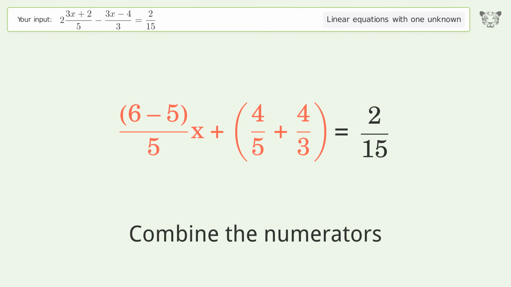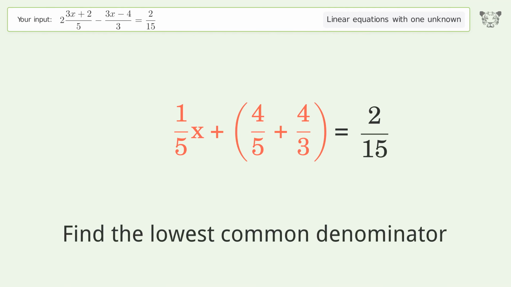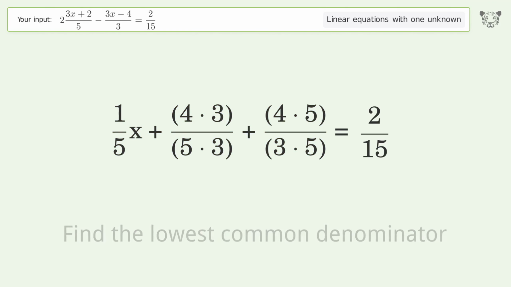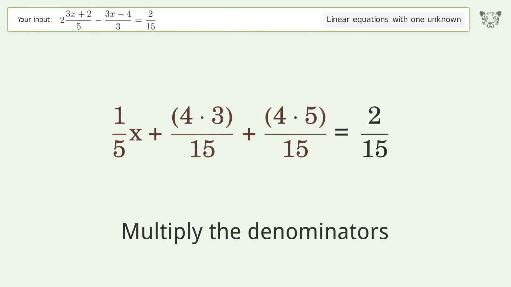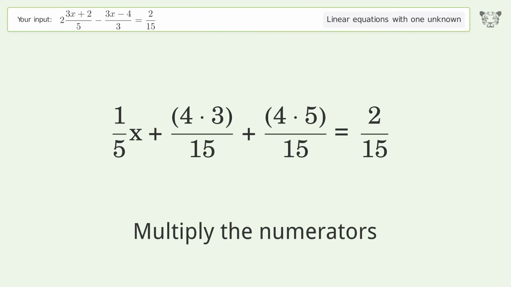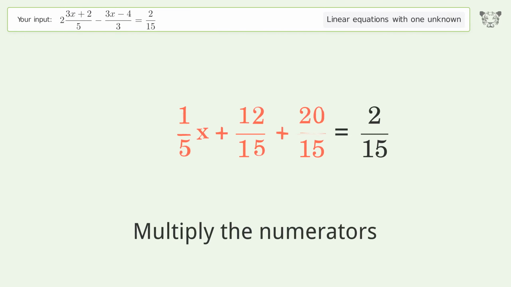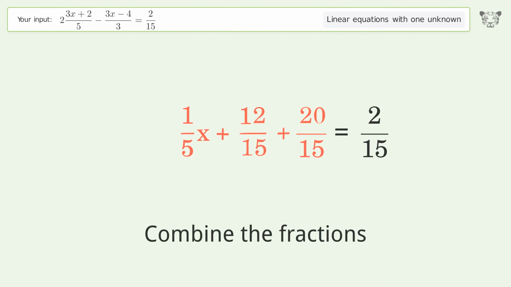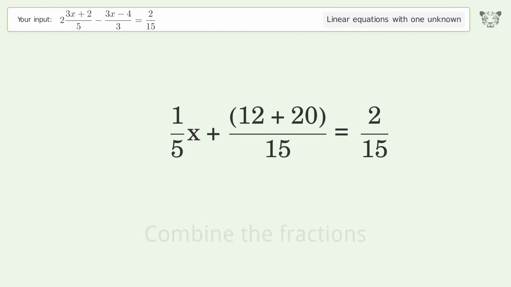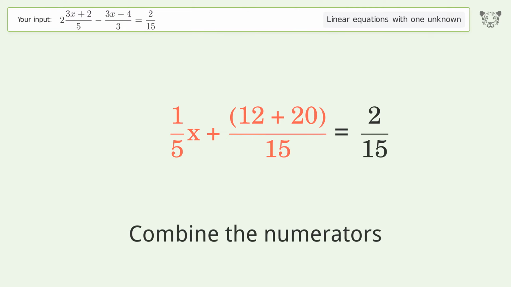Combine the numerators. Find the lowest common denominator. Multiply the denominators. Multiply the numerators. Combine the fractions. Combine the numerators.